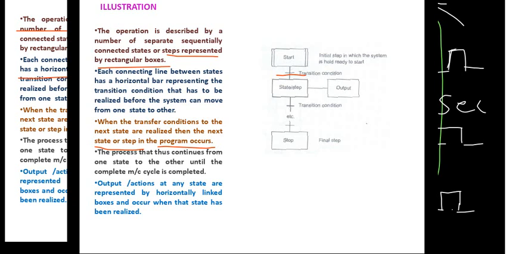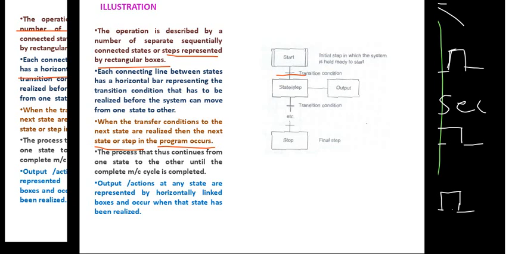Then again you may have one more transition taking place. Either it might result in an output or there may be some sequential steps there also, depending upon what kind of application you want to realize, and you may have one output there, right? So that is the reason why it is state or step in the program that is taking place whenever the transition condition to the next state is realized, right? The process continues from one state to another until the complete machine cycle is over, right? So this is what we call the machine cycle.